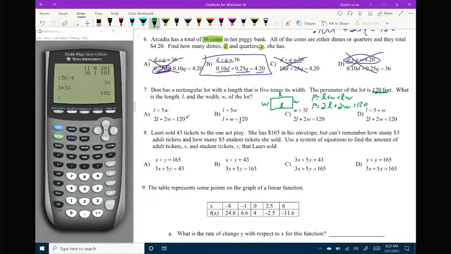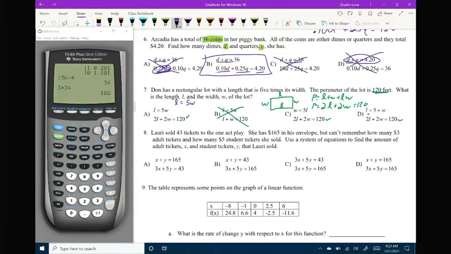That's actually the bait answer to see if you would pick it. That one's going to be wrong. 2L plus 2W equals 120. Okay, so A, C, and D are still in the running. Now, the lot has a length that is 5 times the width. Okay, so length equals 5W.